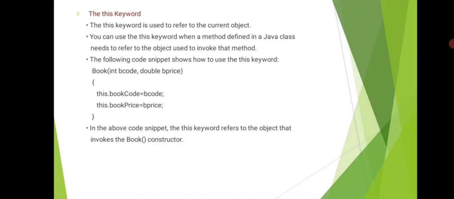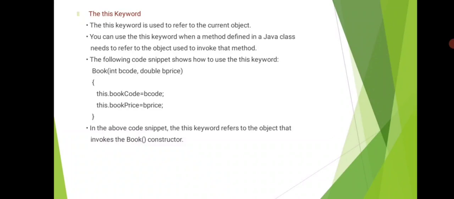Okay, so that object's instance variables are what this points to. That is the current object. The object which is created, at that time only it invokes the constructor, that is the current object. That object is referred to by the this keyword.